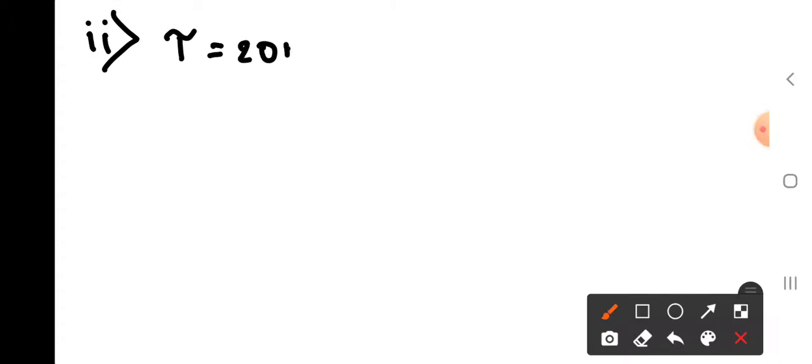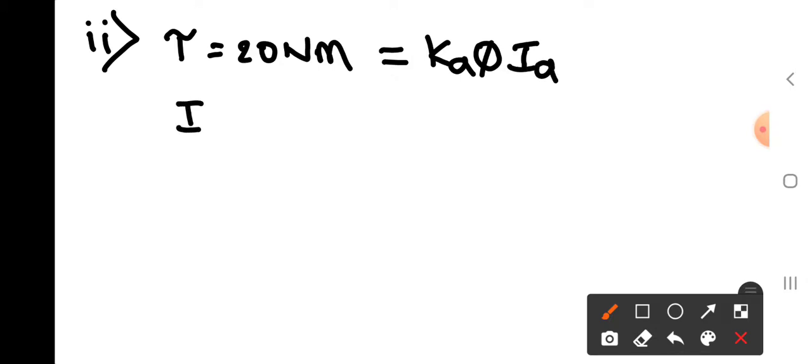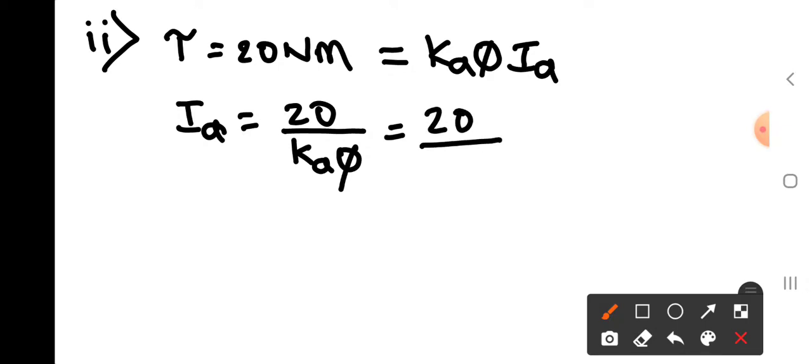So he has given that torque tau is equal to 20 Newton meters, which is equal to Ka pi into Ia. This implies Ia is equal to 20 by Ka pi, where Ka pi is 1.935. How much is this value? It is approximately 10.33 amperes.